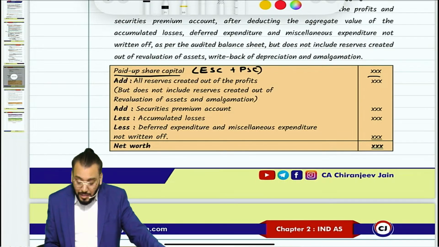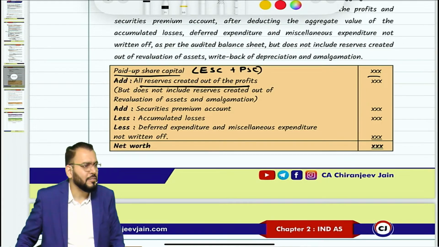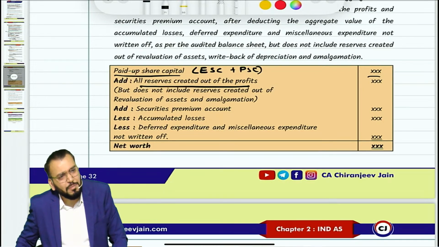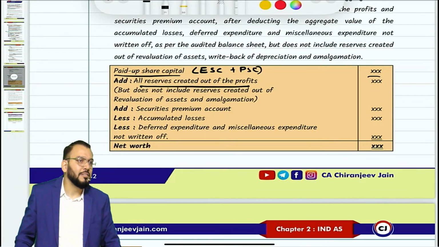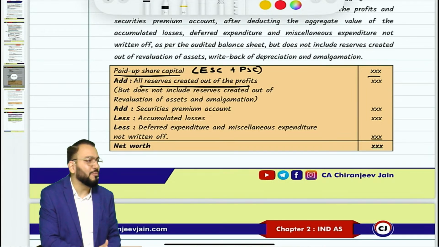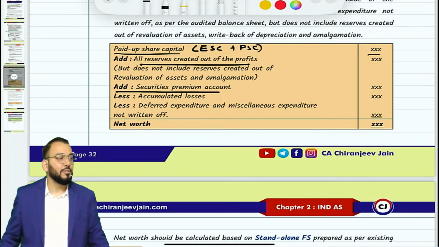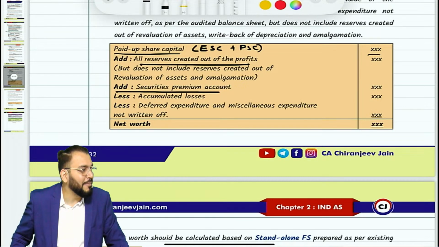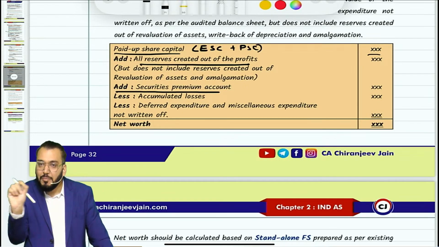Understood? In this, we'll add all the reserve and surplus created out of profit. Reserve and surplus are created out of profit only, right? Can you give me some examples which are not created out of profit? Securities premium. It is not created out of profit, it is created out of contribution from shareholders, and therefore it is added separately. So securities premium will also be added, but that is not a reserve created out of profit. Securities premium is nothing but part of capital only. So you have understood: paid up share capital plus securities premium plus reserve created out of profit.